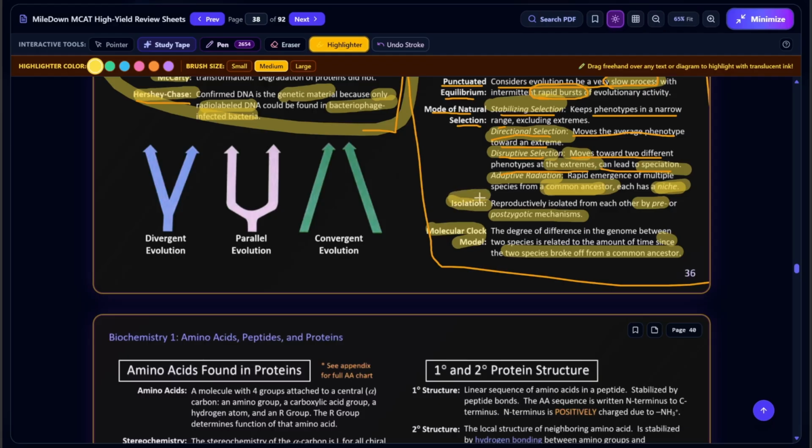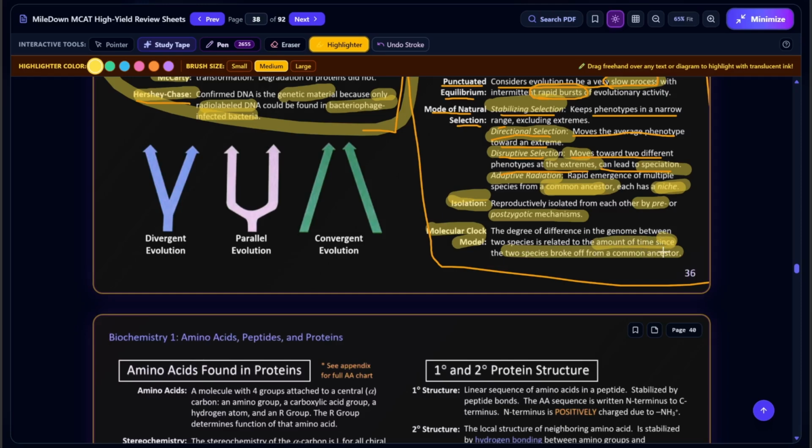An example of pre-zygotic, so before fertilization, is if you live in different habitats completely and you mate at different times of the year or have different mate dances or anything that stops two species from mating in general, anything really. The molecular clock model is basically that random or neutral DNA mutations accumulate at a relatively steady constant rate over time. So the degree of difference in the genome between two species is related to the amount of time since the two species broke off from the ancestor.